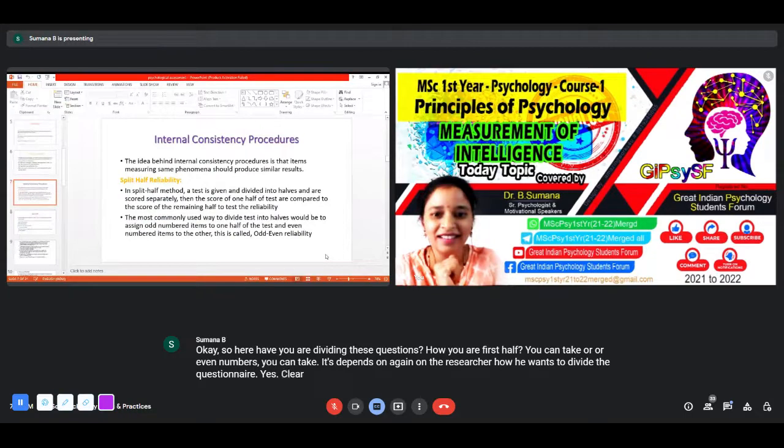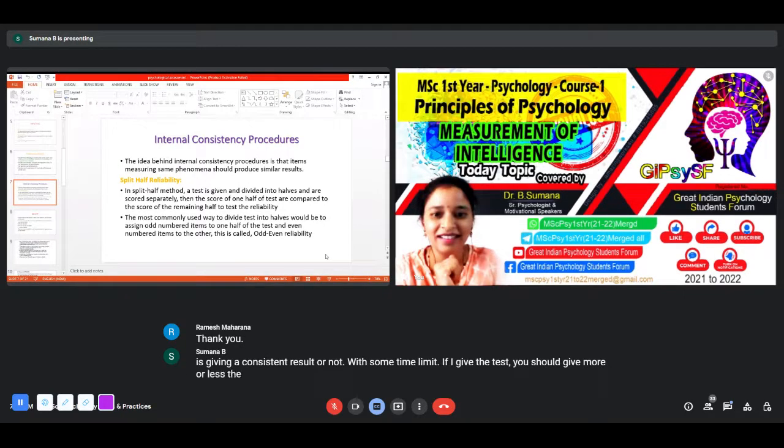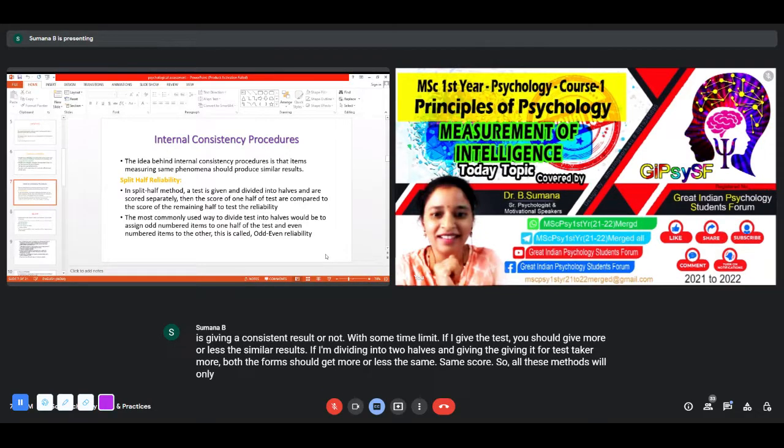Clear about reliability? Through the reliability method, we are just checking whether the test is giving a consistent result or not. With some time limit, if I give the test, it should give more or less similar results. If I divide it into two halves and give it to the test taker, both forms should get more or less the same score. So all these methods only indicate how consistent the scores are.